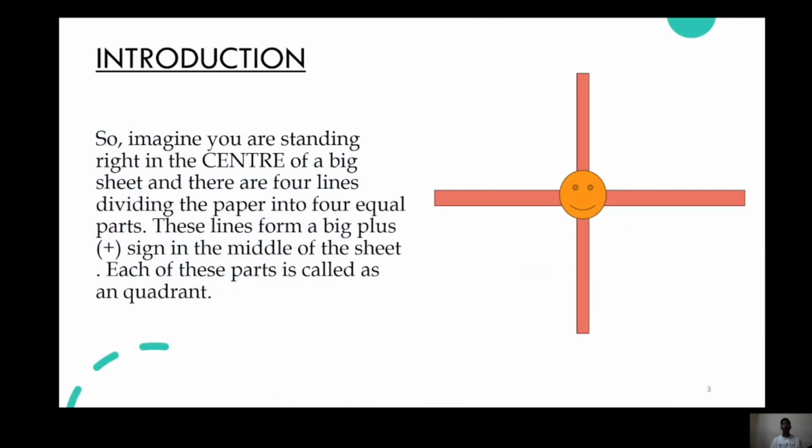So let us know what is a quadrant. So imagine you are standing right in the center of a big sheet and there are four lines dividing the paper into four equal parts. These lines form a big plus sign in the middle of the sheet. Each of these parts is called a quadrant.